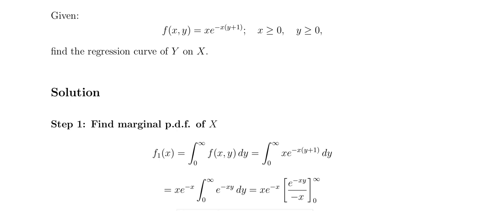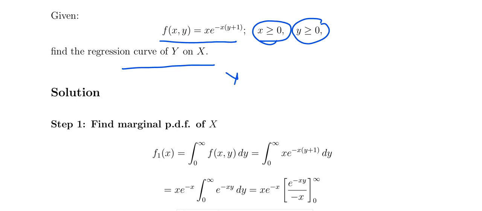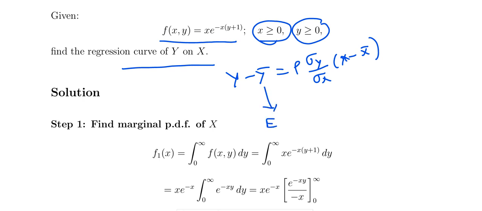In the first problem, f of x, y equals x into e power minus x into y plus 1, for x greater than or equal to 0 and y greater than or equal to 0, so the limit is 0 to infinity. To find the regression equation of y on x, it is y minus y bar equals rho into sigma y by sigma x into x minus x bar. What do we need? We need y bar, and y bar is E of y, which is the integral of y into f of y dy.